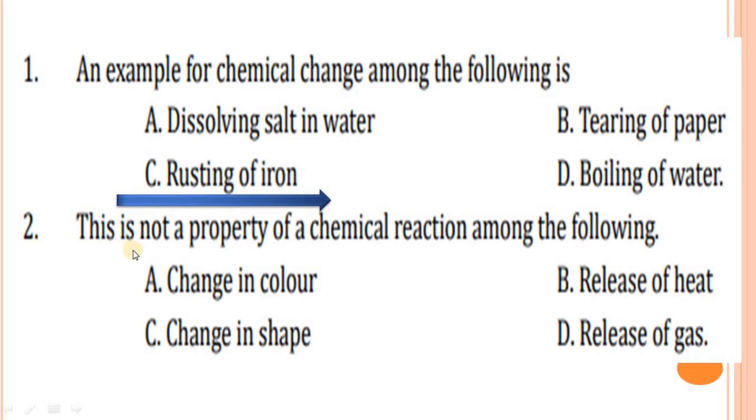Question number 2. This is not a property of chemical reaction among the following. Option A, change in color, B, release of heat, option C, change in shape, and D, release of gas. If you see these three options, that is change in color, release of heat, release of gas, these all are the properties of chemical reaction. But change in shape is not a property of chemical reaction. So your right answer is C, that is change in shape.